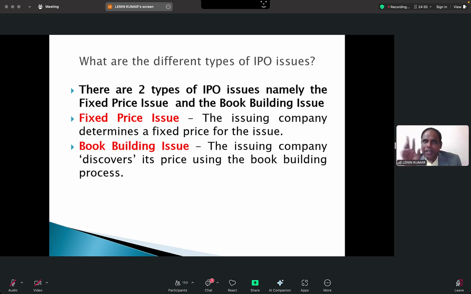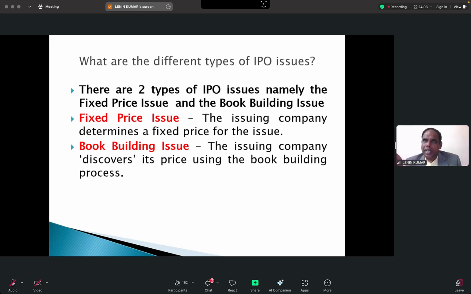Lulu, like they are left with the two options. If Lulu is going to decide the price, that is called a fixed price issue. Lulu will decide. See, I know about my company; they are having a good demand, so I am going to fix it for, say for example, 100 dirhams. One share is 100 dirhams. If Lulu is deciding, that is called a fixed price issue.